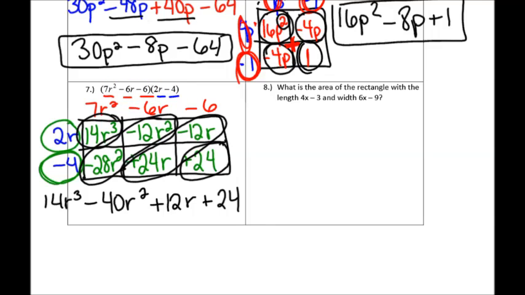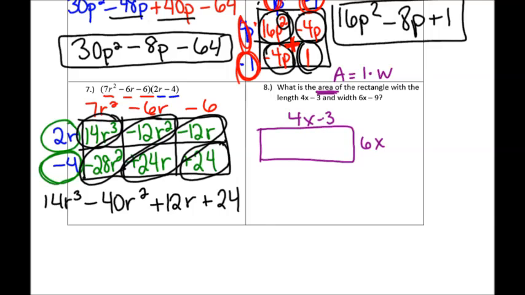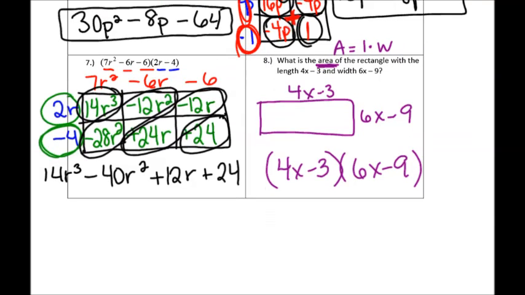Okay, so the last question, it says, what is the area of the rectangle with the length 4x minus 3 and the width 6x minus 9? Well, the important piece here is, what does area mean? Area equals length times width. So if I have this rectangle and the length is 4x minus 3 and the width is 6x minus 9, I'm going to multiply these. So really, having this written out, it would look like this. So you could do any method that Miss Barley and I have just showed you.